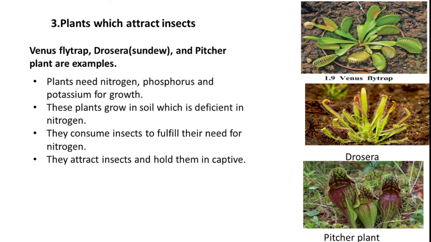Plants which attract insects. Venus flytrap, Drosera and pitcher plant are examples. Plants need nitrogen, phosphorus and potassium for growth. These plants grow in soil which is deficient in nitrogen, so they consume insects to fulfill their need for nitrogen. They attract insects and hold them captive. The first picture is Venus flytrap. You can see it can trap insects here. Here also the Drosera plant which can also trap insects, and the pitcher plant, here there is a hole where it will trap the insects.